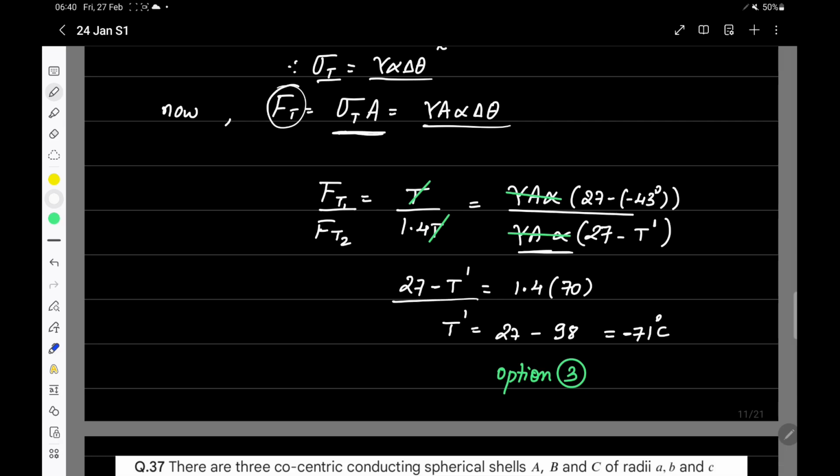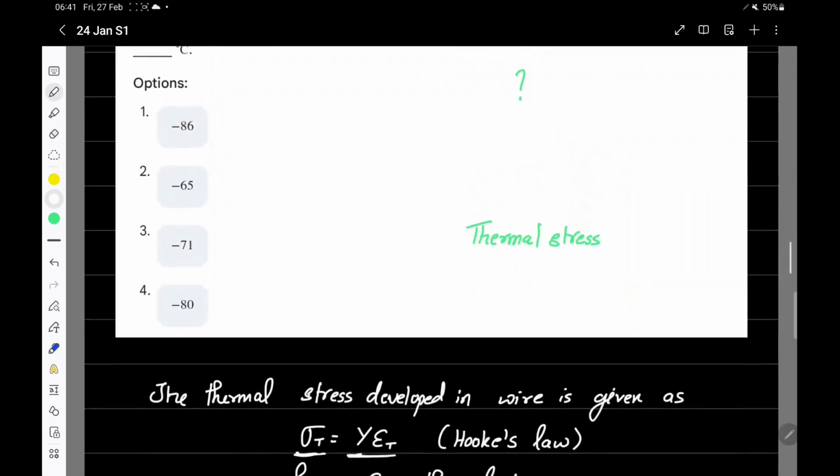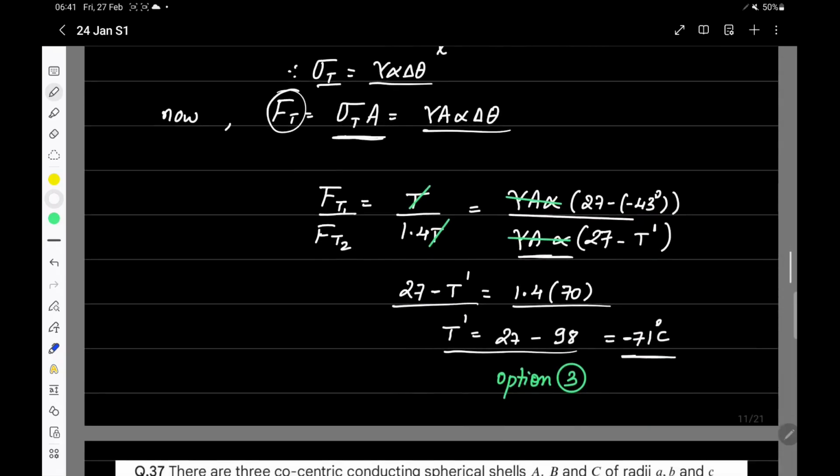Cross multiplying, you will get 27 minus T dash is equal to 1.4 into 70. And this will give you T dash as 27 minus 98, which is minus 71 degrees Celsius, which corresponds to option 3. Option 3 is the correct answer.